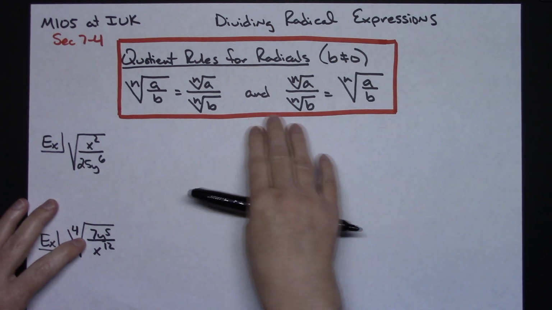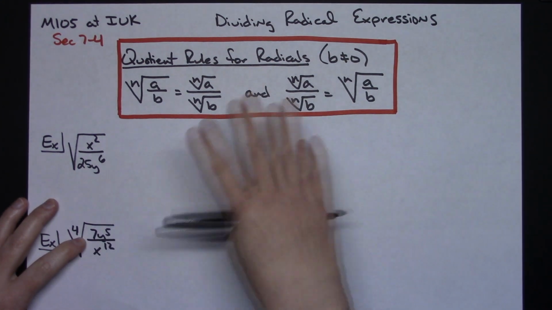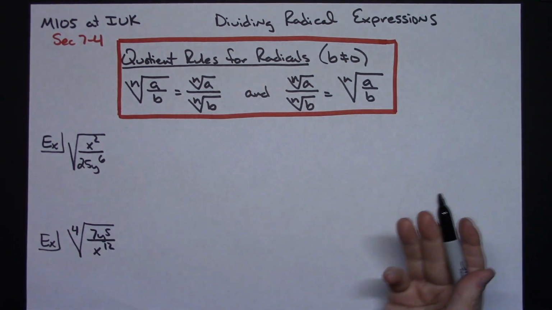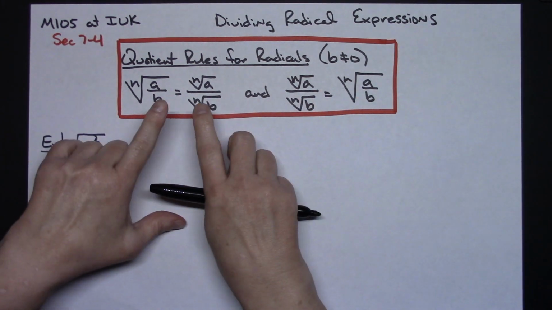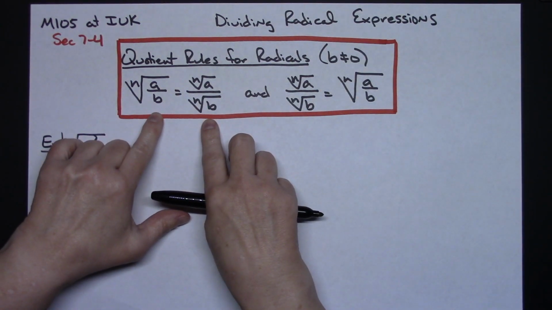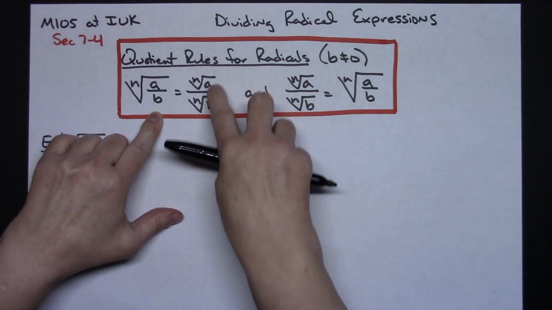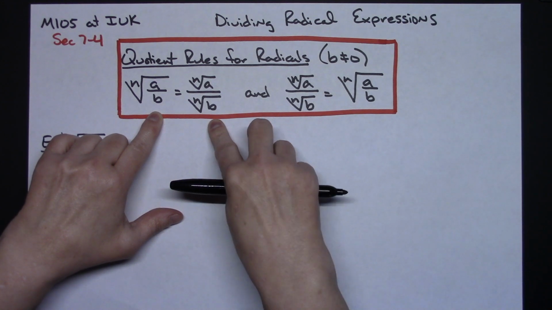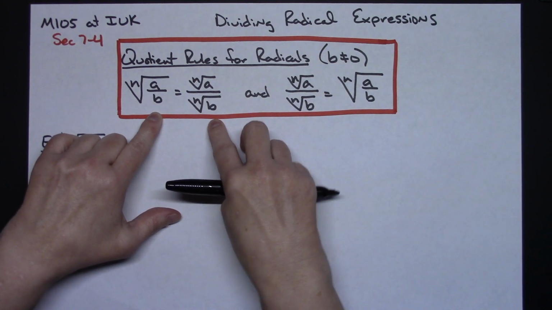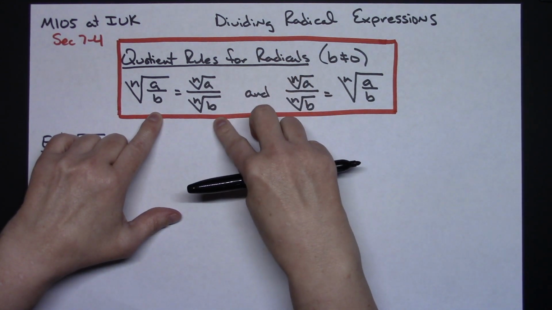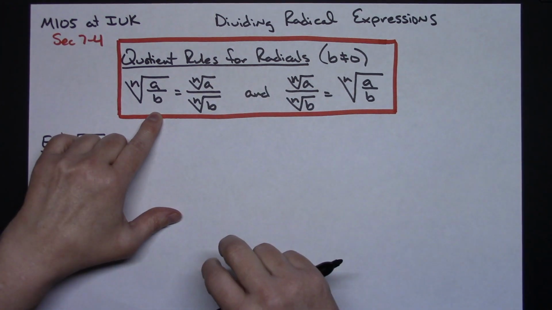Alright, we've got a couple different quotient rules here. They are assuming that b is not 0 because we can't divide by 0. But across the board, if I've got one great big radical and I've got a quotient underneath it, sometimes it is to our advantage to break it up into two individual radicals, one on the top, one on the bottom, so that we can work with each of them individually.